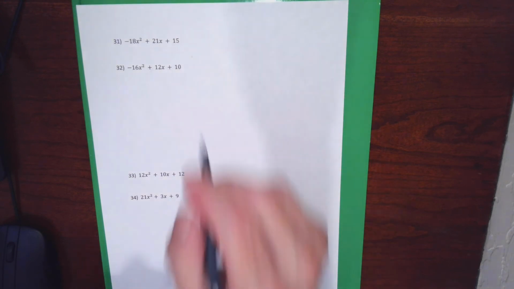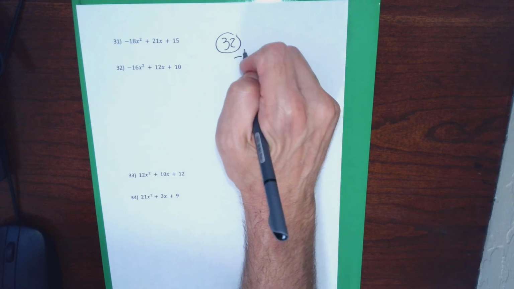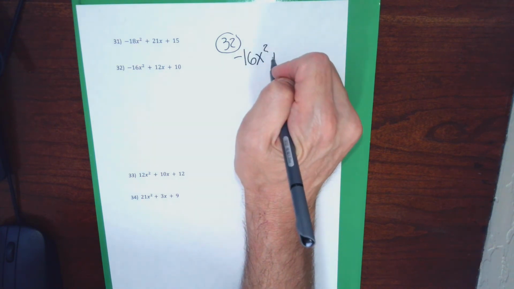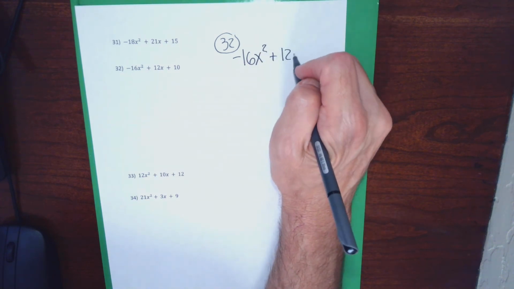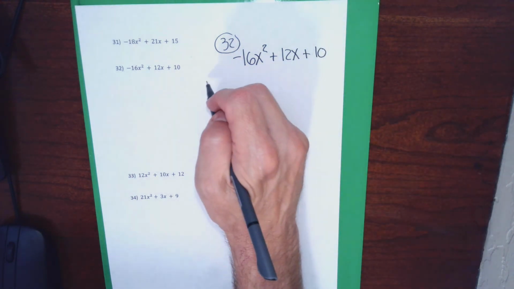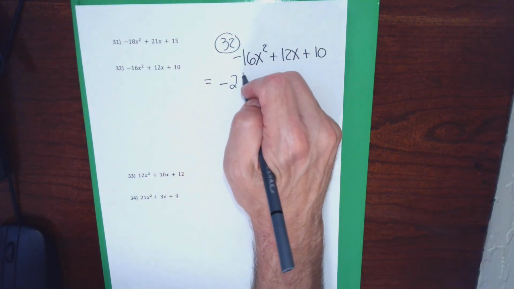On this sheet, 32 looks to be way harder than 33 and 34 because I have to factor out a negative. So I'm going to work on problem 32, just doing one problem per sheet to keep the video a length that's tolerable, but hopefully giving you enough that you can do these on your own. So immediately, I see that the first term is negative. I know I need to factor out a negative. 2 is the biggest number that goes evenly into 16, 12, and 10, so I'm going to factor out a 2 as well.